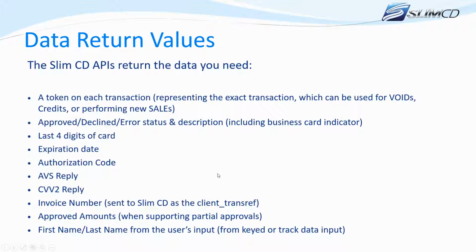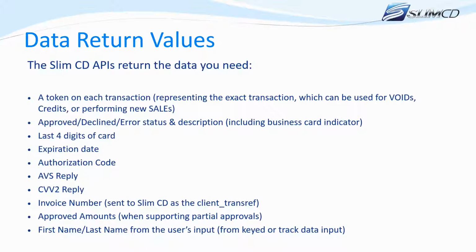When a transaction is approved, you get back a variety of information, including the last 4 digits of the card, the expiration date, the authorization code. You'll also get the address verification reply and the CVV2 reply. These things allow you to do your own fraud screening if you so desire, but the last 4 digits and expiration date can be stored in your system with the token, and you can be out of scope for PCI even though you're storing that information.